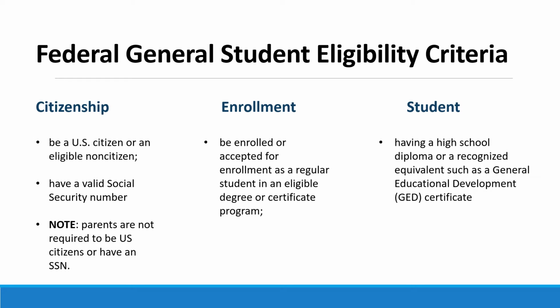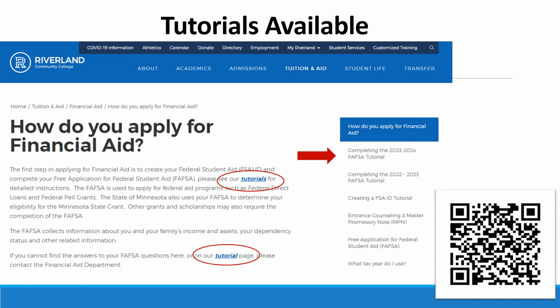They have to be enrolled or accepted for enrollment as a regular student in an eligible degree or certificate program, and all students are required to have a high school diploma or a GED. We do have many tutorials available to help you through the process that you can find within our financial aid webpage. They are there to help you create the usernames and passwords or complete the FAFSA.